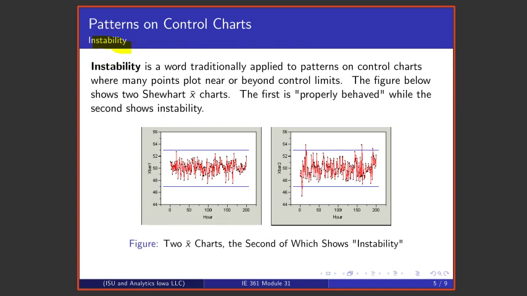The word instability is sometimes used to describe what is seen on a control chart. Instability is pictured in the second of these two plots on this panel. The first plot is absolutely what one expects to see on a control chart. On the one on the right, there are these occasional blips where it seems like something else is going on, and that could be just plain errors. It could be simply things that come and go on an erratic basis.